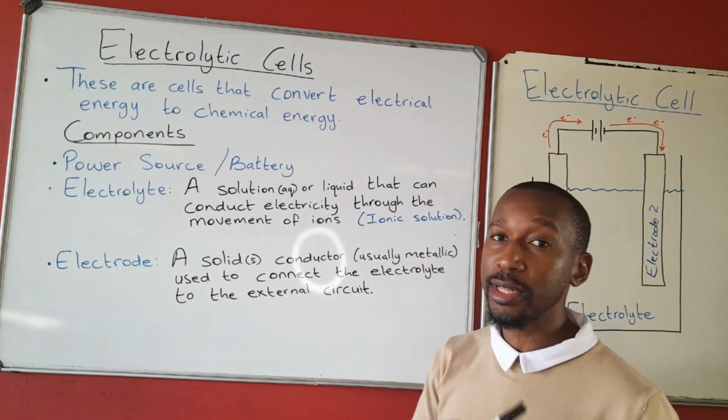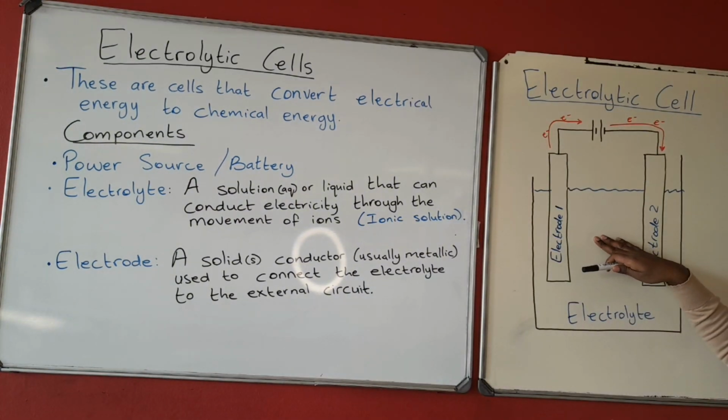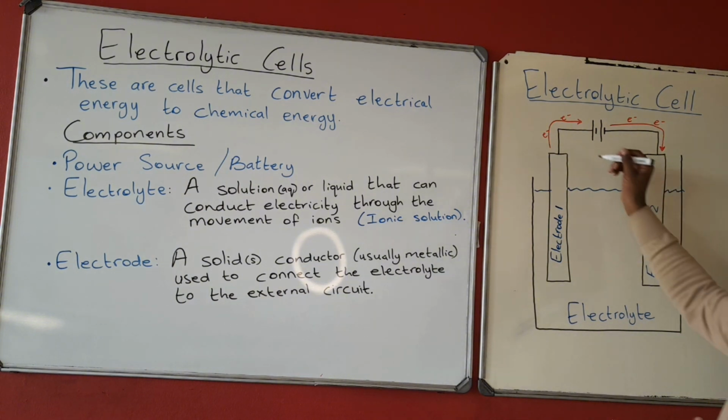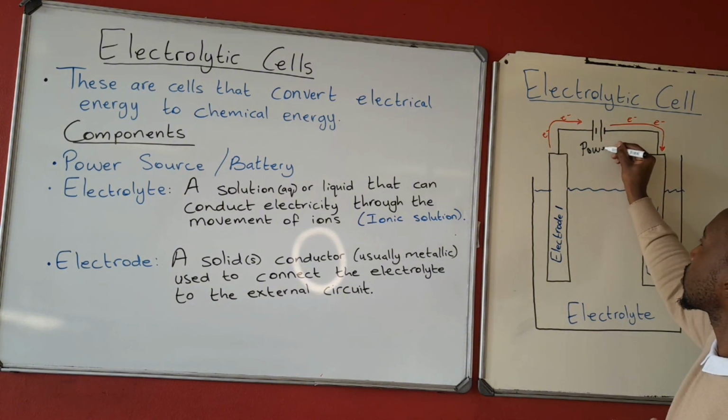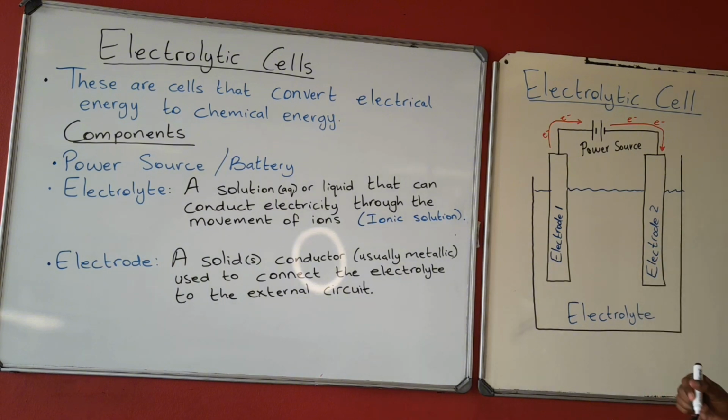So let's look at the actual cell, which is right over here. Here we have an electrolytic cell diagram. This is the general diagram where we have the power source. This one here would be our power source, which is a battery. Then we have our two electrodes. For the electrolytic cell, we need two electrodes to be present. And then after that, this is our electrolyte. This section here will be filled with the solution that can conduct electricity, which we've defined over there.